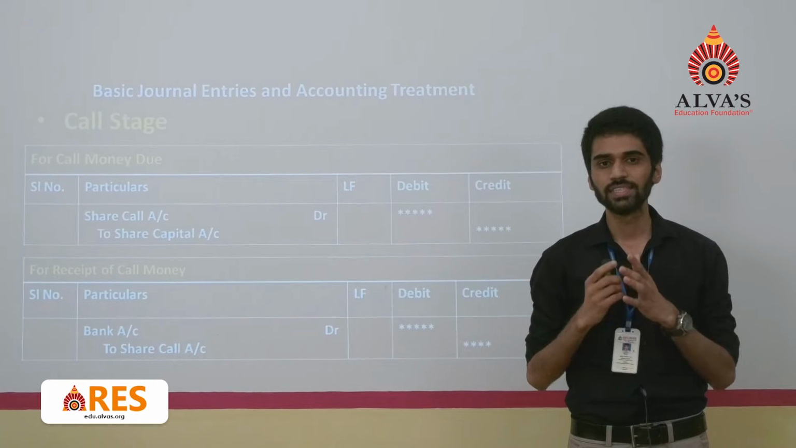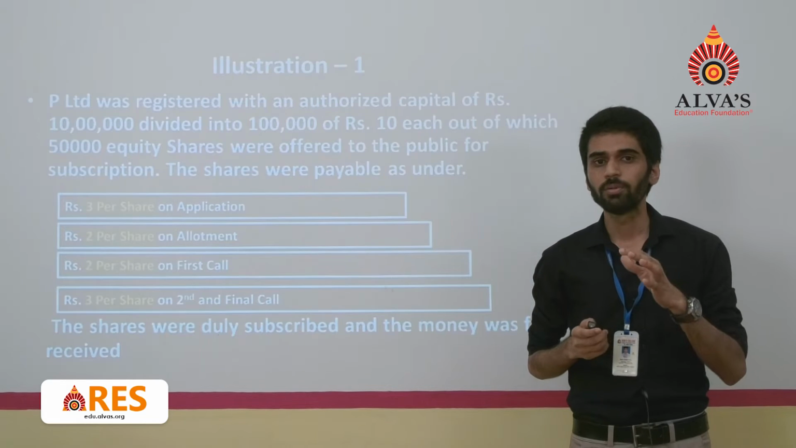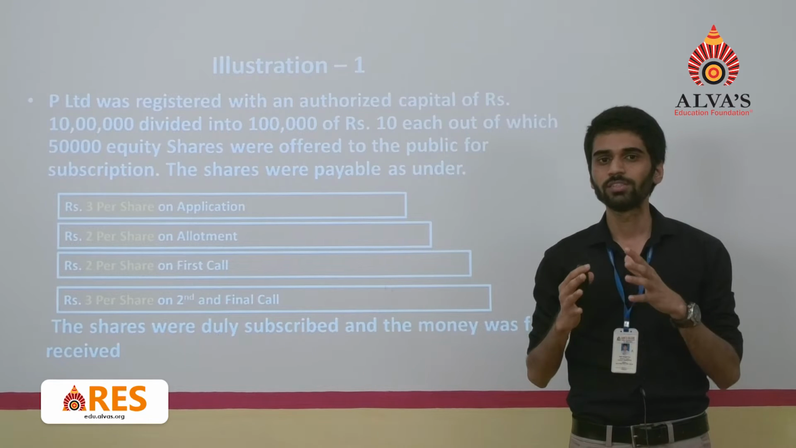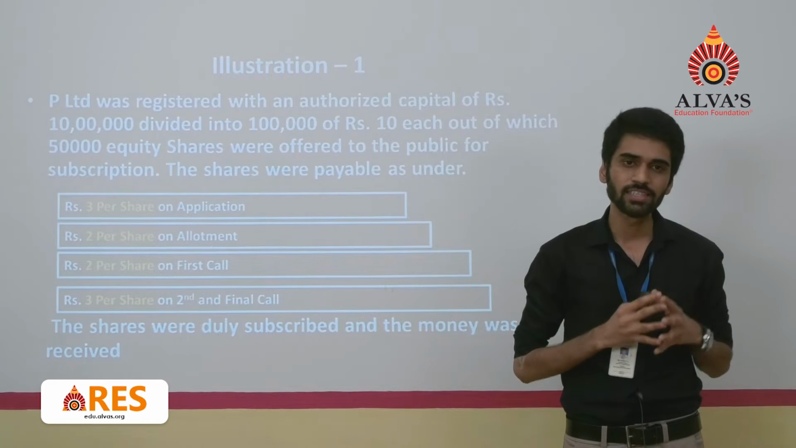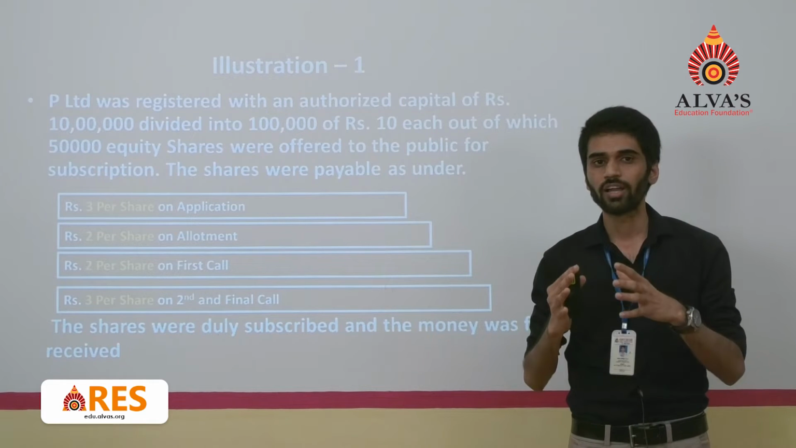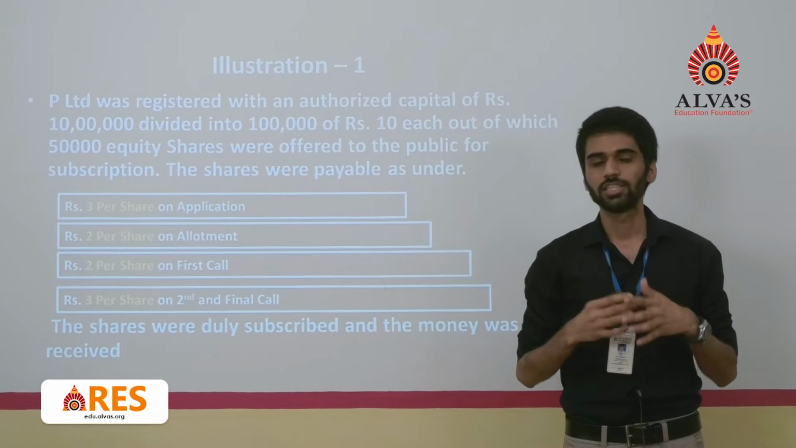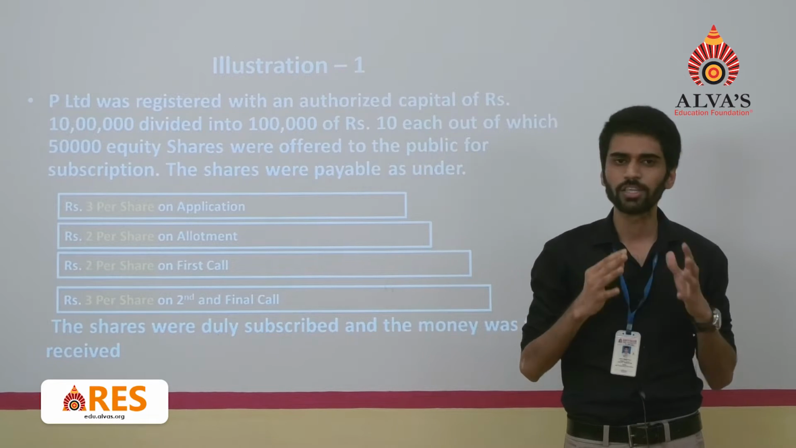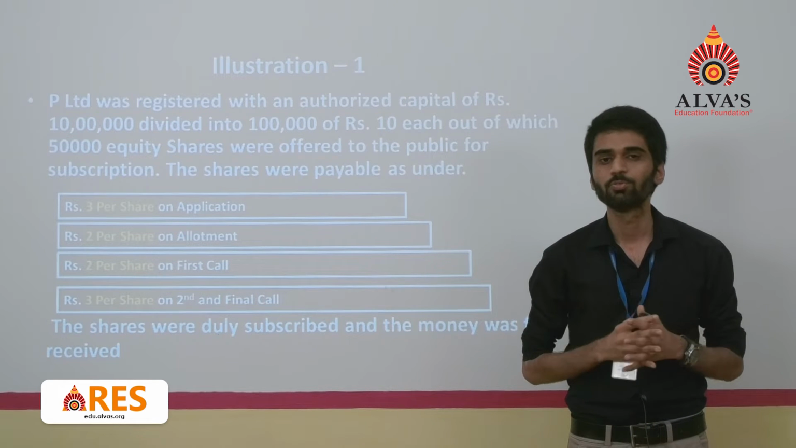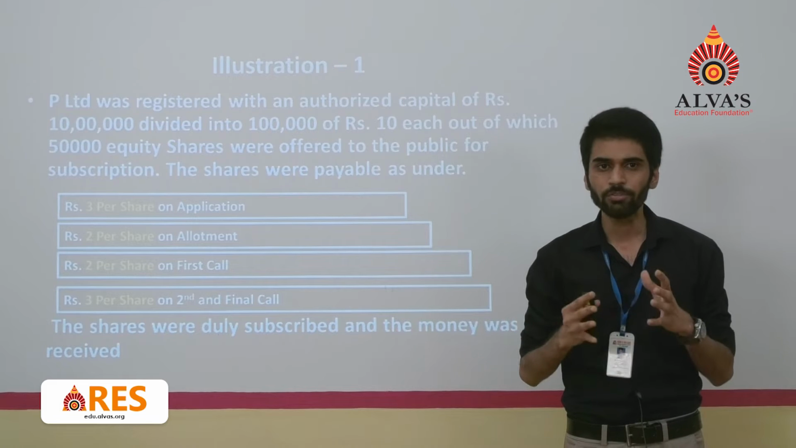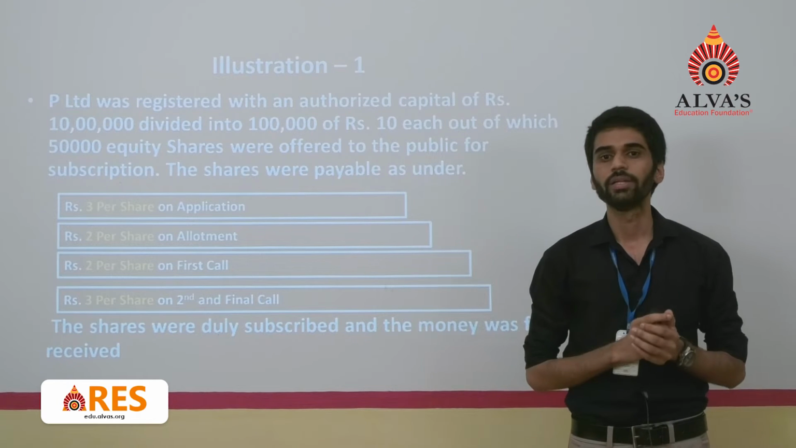Let us discuss this concept by applying one problem. The problem is: P Limited was registered with an authorized capital of rupees 10 lakh. In the last class itself I told you that authorized capital is the maximum amount of capital that the company can collect. It is mentioned in the articles as well as the memorandum of association. So, the authorized capital of the company is 10 lakh divided into 1 lakh shares of 10 each, out of which they are going to issue only 50,000 equity shares to the public.